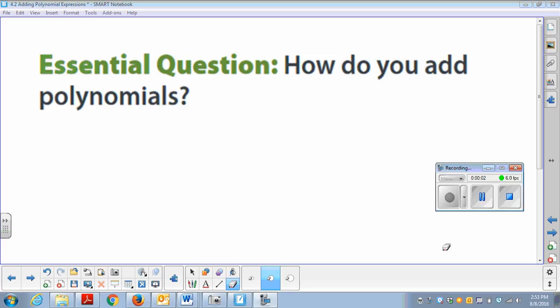Okay, today we're working with operations with polynomials, and today's essential question is, how do you add polynomials? How do you add polynomials? So let's take a look at our first example.